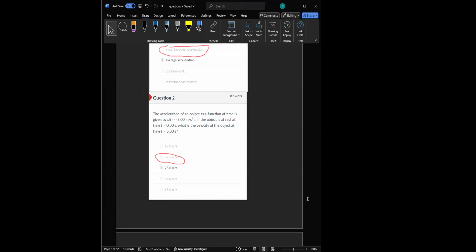So what we're going to do is, ignoring the units, I'm just going to say 3t is equal to dv/dt. 3t is equal to dv/dt. Multiply both sides by dt.